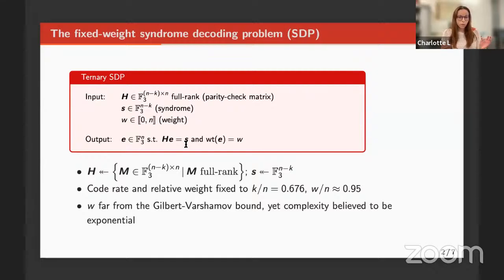We'll restrict ourselves to a setting where the parity check matrix and the syndrome are assumed to be both sampled uniformly at random. Also, the code rate and relative weight are fixed to these values, and in particular, we are in a large weight regime. Also, here we are far from the Gilbert-Varshamov bound, so that the total number of expected solutions here is exponential in the code length. Yet the weight is large enough so that this problem is believed to be hard.